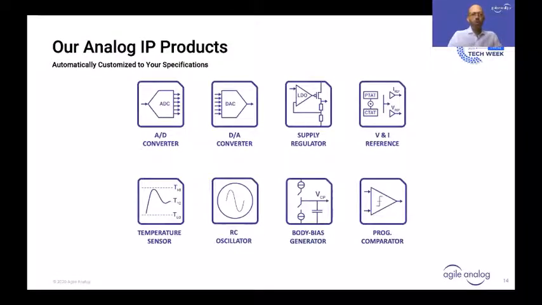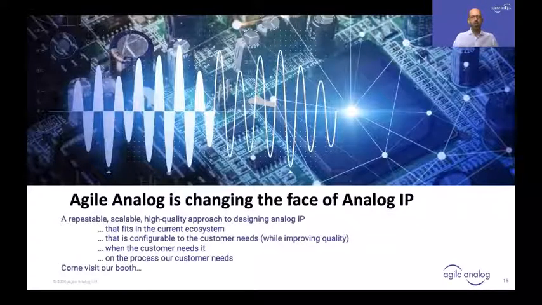Quick overview of our other analog IP products. We have our ADC, we have a DAC, supply regulators, voltage and current references, a temperature sensor, our clock, body bias generator for FD-SOI, and a programmable comparator for interrupt generation, supply monitoring, and other applications.